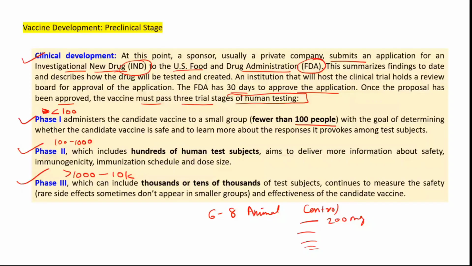After having a satisfactory response in these 100 people, they enter phase 2, hundreds of human test subjects, 100 to 1000. After satisfactory safety, the candidate vaccine is safe, it can be explored more, it is not generating any serious side effect. Mild side effects will always be there. If they are not, then the vaccine is not able to produce the immunogenic response, and there's no point in using it. There are always some mild side effects associated with each and every drug, despite people saying that this is herbal with no side effects. No, that is wrong.